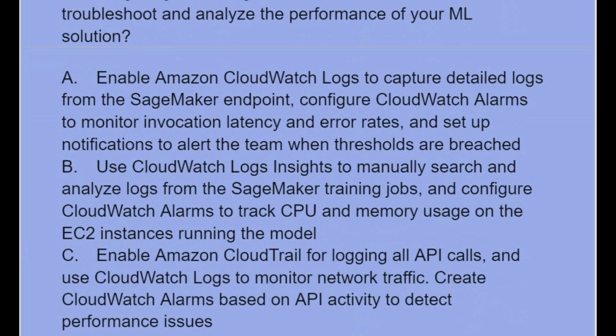Option A. Enable Amazon CloudWatch logs to capture detailed logs from the SageMaker endpoint. Configure CloudWatch alarms to monitor invocation latency and error rates, and set up notifications to alert the team when thresholds are breached. Option B. Use CloudWatch Logs Insights to manually search and analyze logs from the SageMaker training jobs, and configure CloudWatch alarms to track CPU and memory use on the EC2 instances running the model.